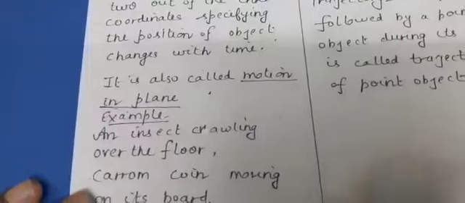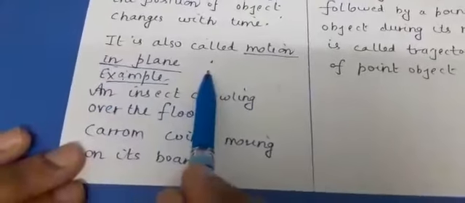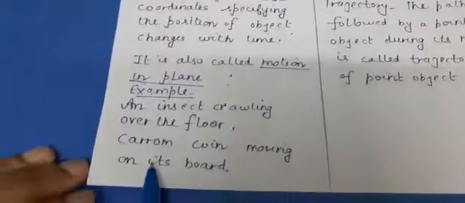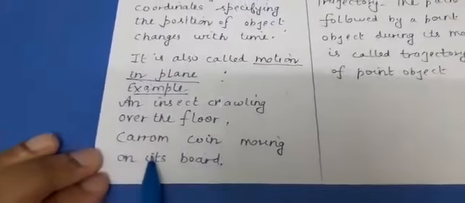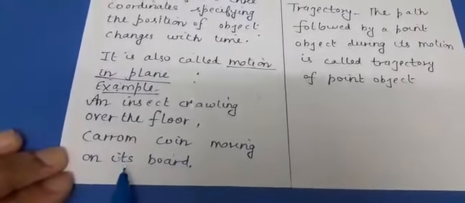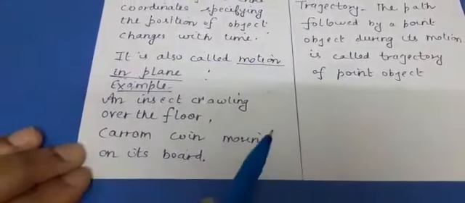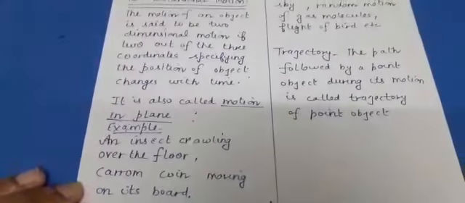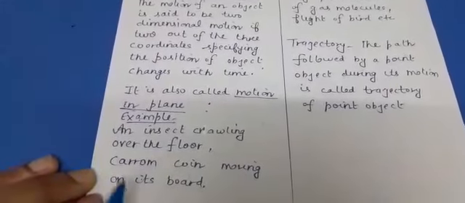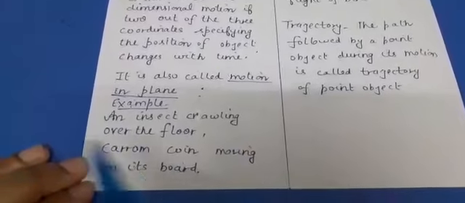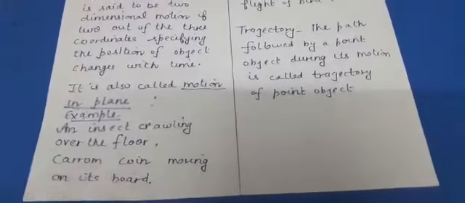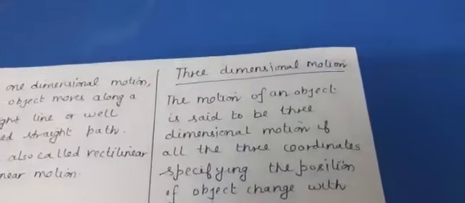Now, this is also called motion in a plane. I have given the example of a carom coin, which I had just missed. When you play carom, the carom coin simply slips over the board, so that can be an example of two-dimensional motion. Now you can imagine more examples, just work on it, and think about what other examples you can relate from your daily life. Now coming to three-dimensional motion.